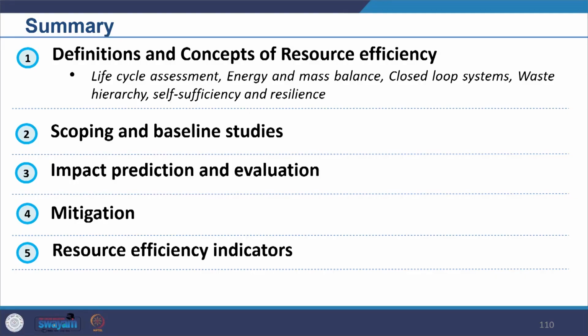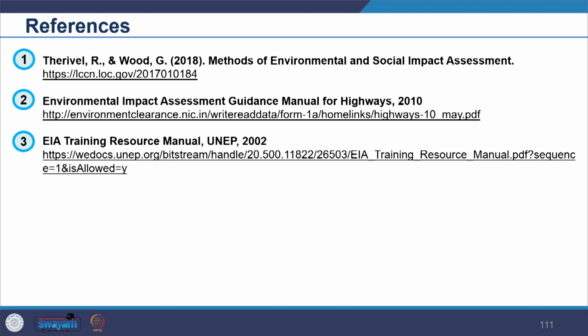So that's it. Summarizing what we covered today: we looked at the definitions and concepts of resource efficiency, where we familiarized ourselves with different concepts. Then we looked at what we really undertake during the scoping and baseline studies. And then we looked at impact prediction and evaluation, for which we also looked at several other guidelines and examples. Then we also looked at what we really do in mitigation, and this is very much aligned with the definitions and concepts you learned, so that fits into the mitigation aspect. And then we looked at resource efficiency indicators, like what indicators are used in the domain. That was all for today, and these were the references we used for this session.